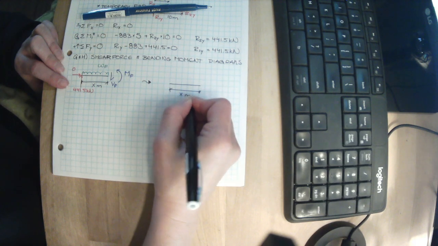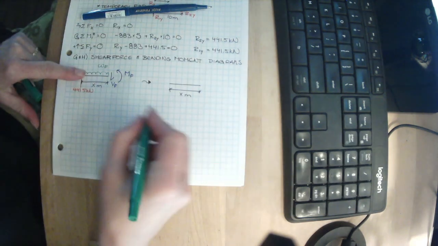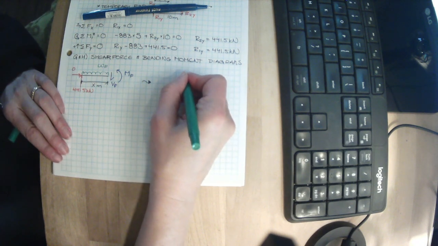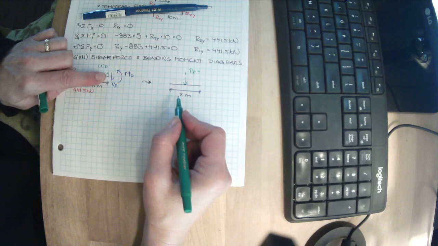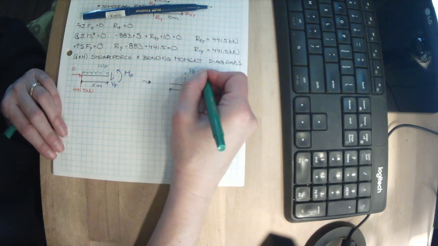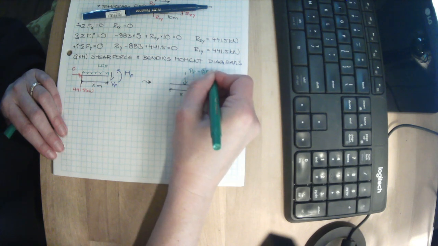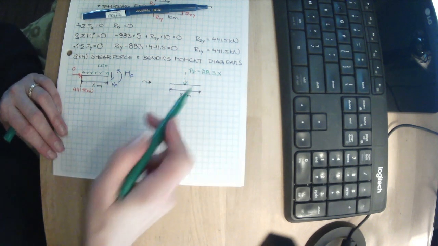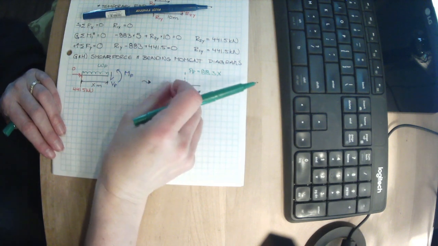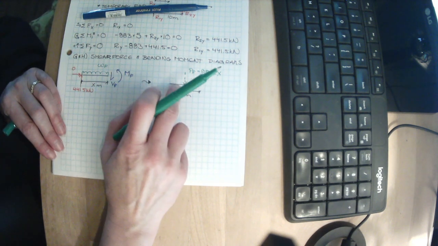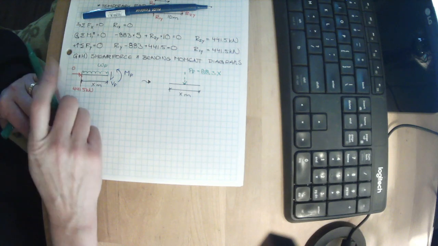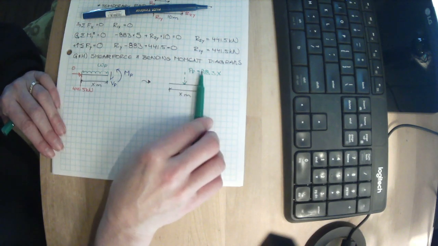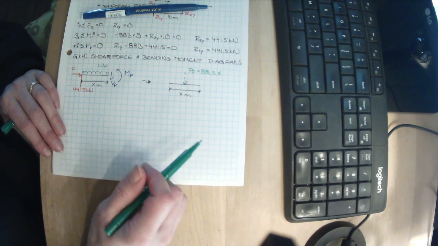This is still x meters. Instead of the uniformly distributed load, I am going to use a PF here, and it is this distance times the load. We know that WF was 88.3, and so PF is 88.3 times x, because this meter had 88.3 kilonewtons on it, this meter had 88.3 kilonewtons on it, this meter had 88.3 kilonewtons on it, but we don't know how many meters we have, so we'll use x as a placeholder.